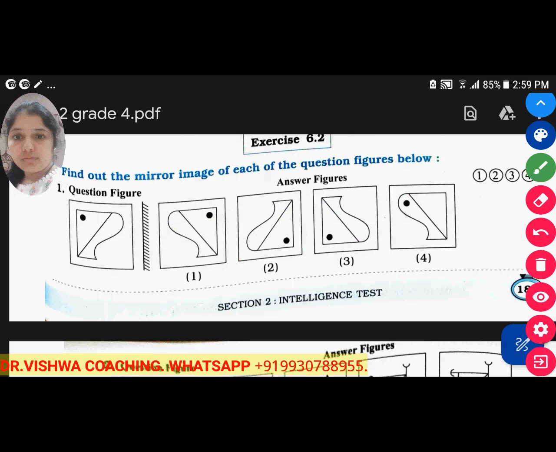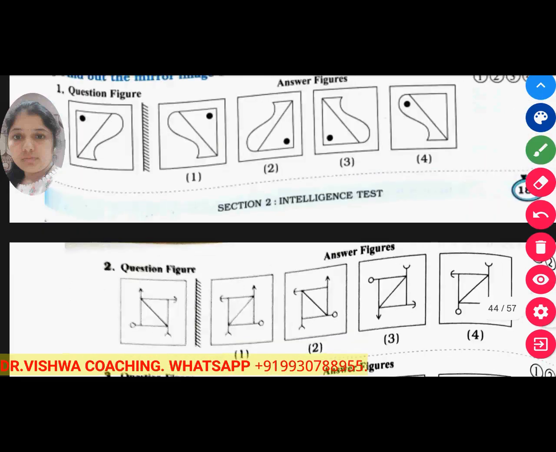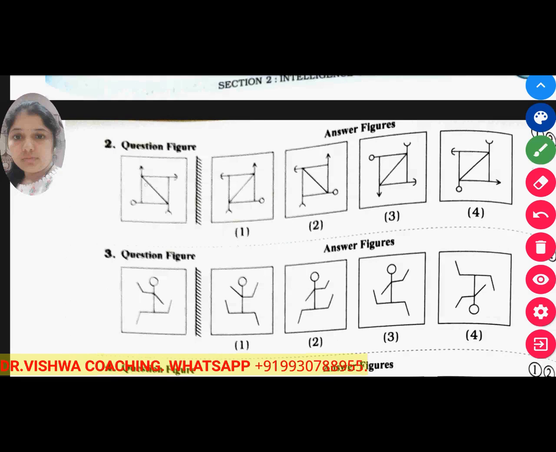So we had seen the same figure for its water reflection and the same figure for its mirror reflection. Now again the same figures are given for water and mirror reflection. Okay, now see here, question number 2 also we had seen its water reflection. Now we will see its mirror reflection.